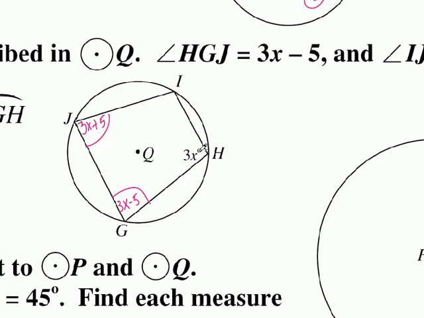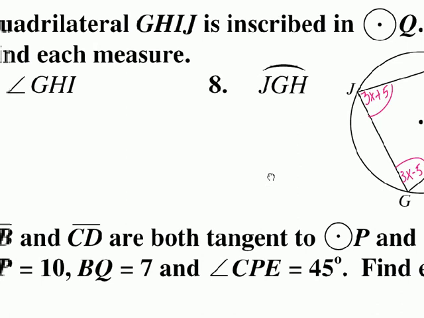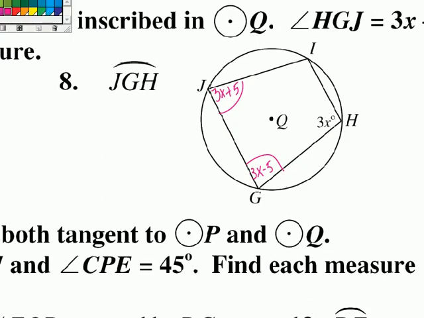Here's the problem right there: GHI. So let's do that in a different color. GHI. So we're trying to find this angle right here, aren't we? So really, we've got to find x, don't we? If we find x, we can just put it in here, multiply by 3, and we got that angle. So how in the world are we going to do that?